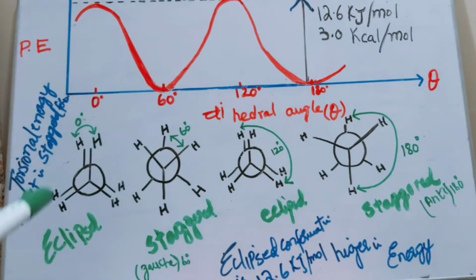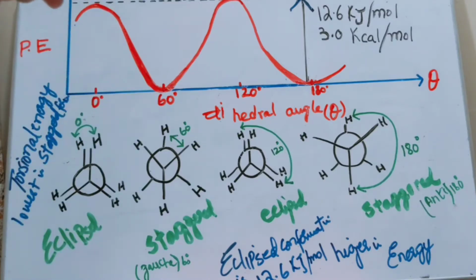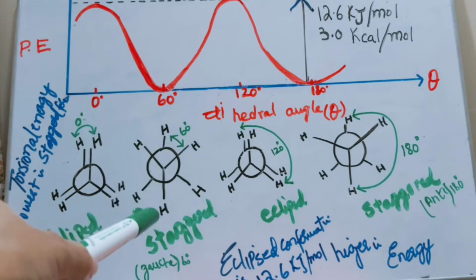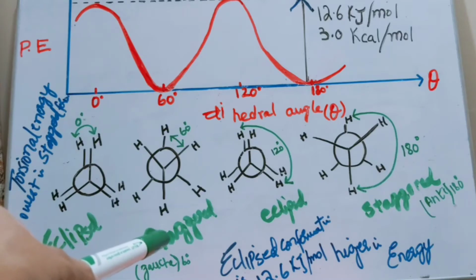At 0 degrees you can see an eclipsed diagram. You have to compare the above figure and the diagrams along with them. At 60 degrees you can see the staggered conformation, which is also called a gauche conformation, in which the angle is 60 degrees between the hydrogen atoms or between the methyl groups.